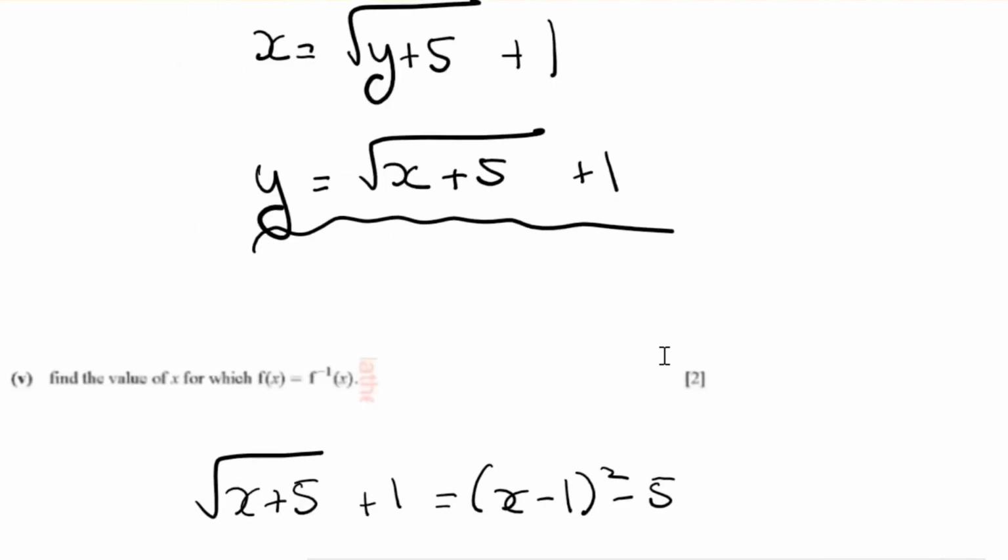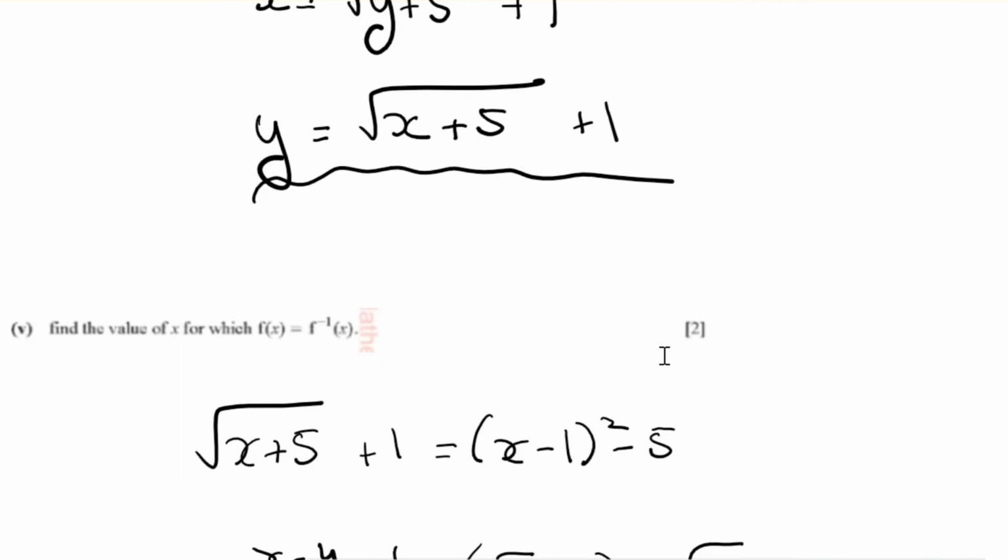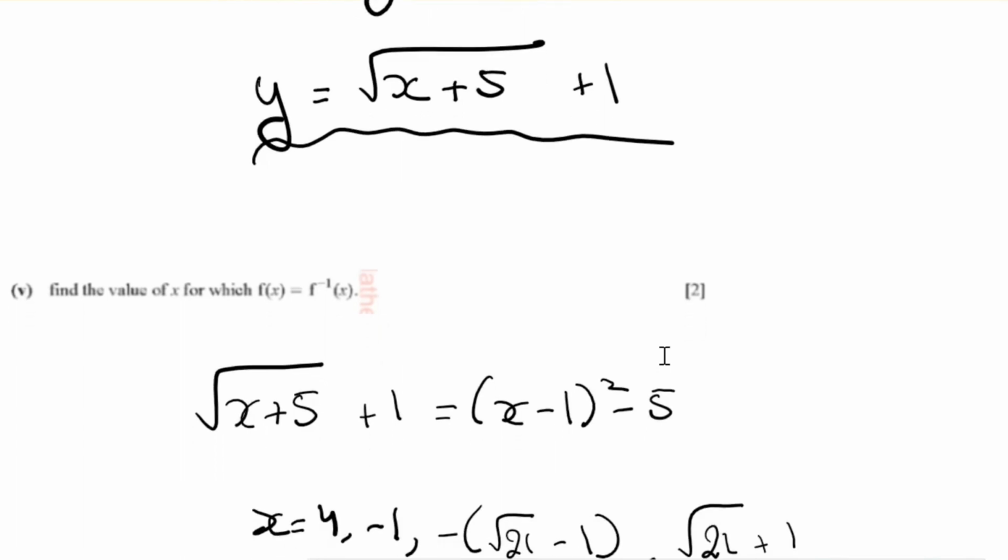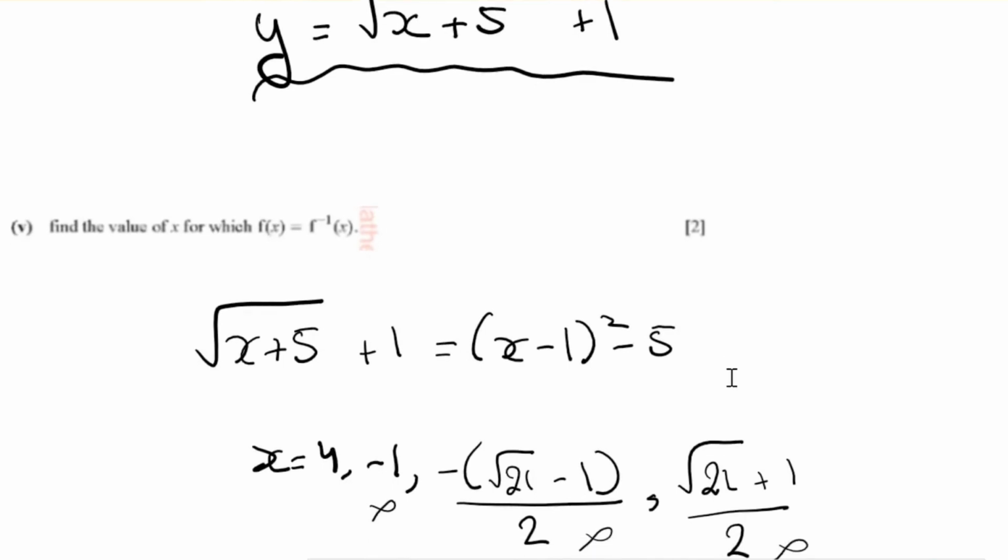Now it says find the value of x for which f of x is equal to f inverse of x. So basically this means that we need to find the coordinate where these two graphs intersect, and only the x coordinate, not the y coordinate. So for this you'll have to equate both of the equations, the f of x and f inverse. So I've equated over here root of x plus 5 plus 1 is equal to x minus 1 the whole bracket square minus 5. So once you do that, you'll come up with 4 answers.